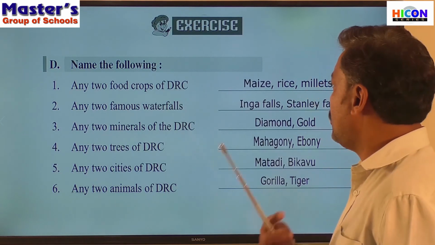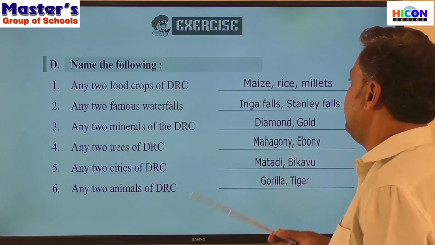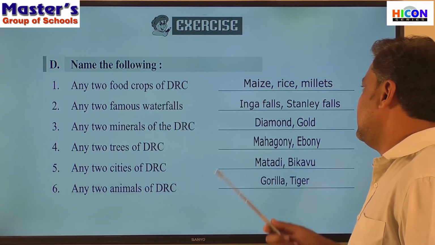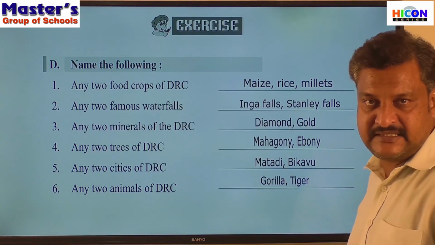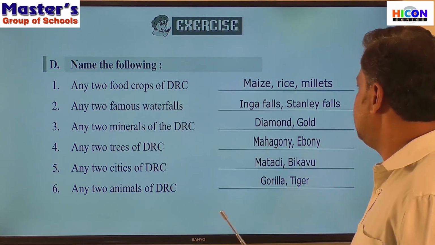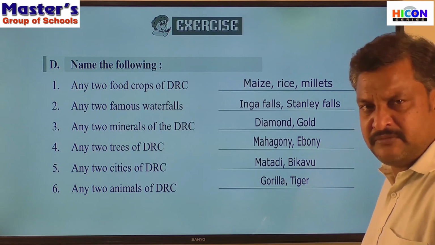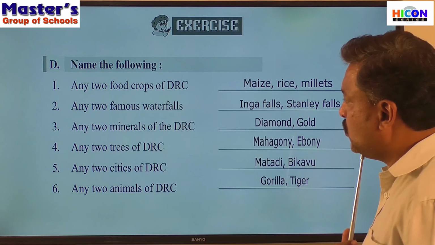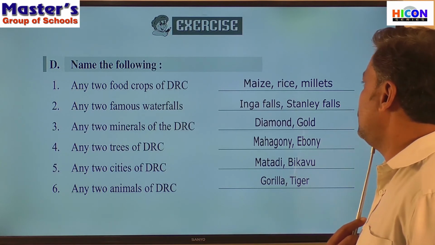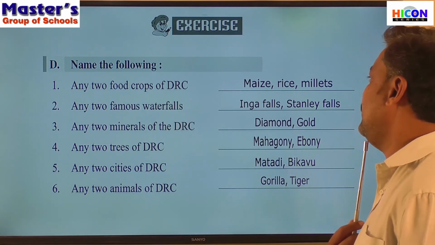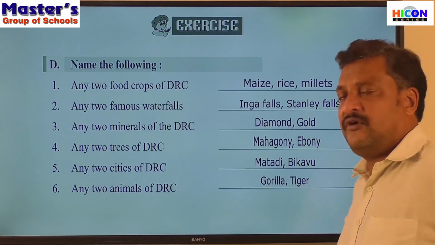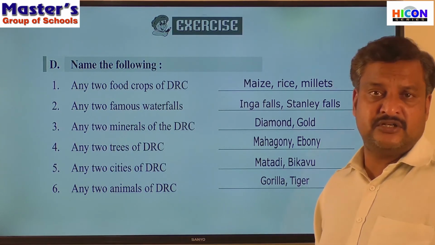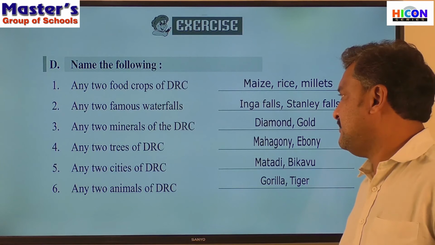So any two food crops of DRC, they grow maize, they grow rice, they grow millets. Okay? So rice, maize and millets are the main crops. You can write any two of them, no problem. Any two famous waterfalls. Inga Falls and Stanley Falls. Inga Falls and Stanley Falls are two major waterfalls of DRC.